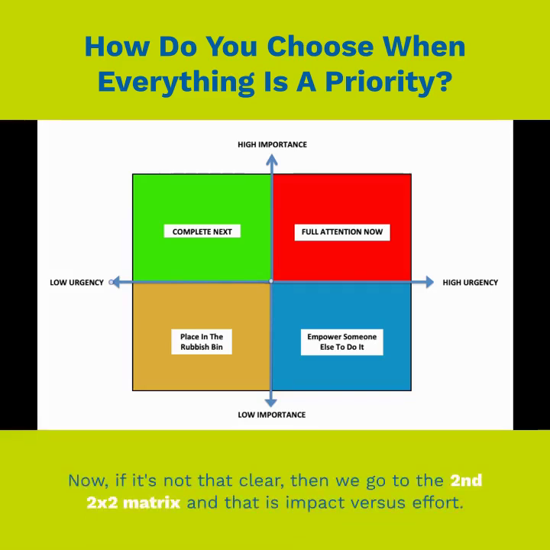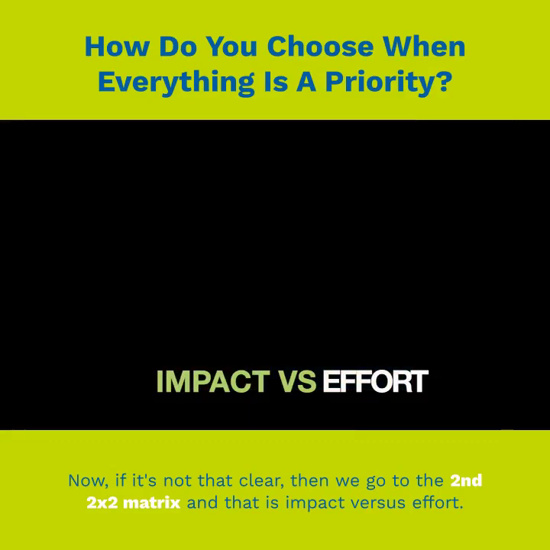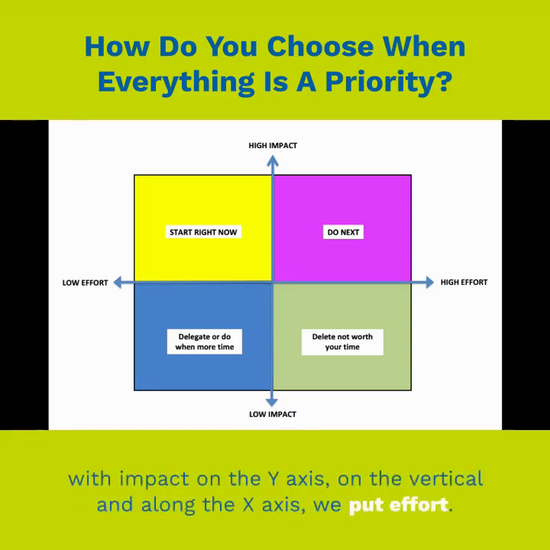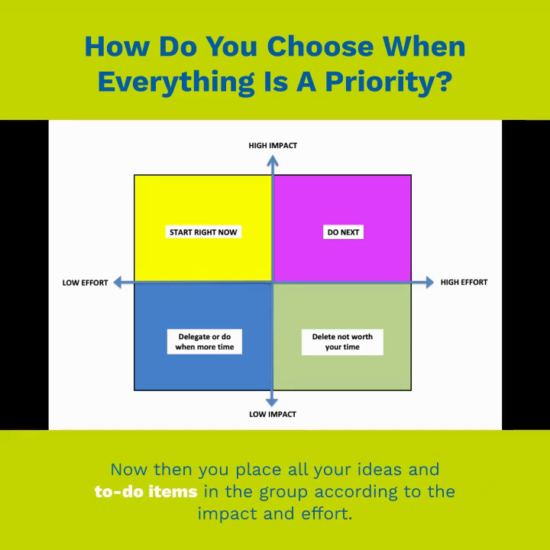Now, if it's not that clear, then we go to the second 2x2 matrix, and that is impact versus effort. So once again, we create that 2x2 grid, which has been adapted by President Dwight Eisenhower, with impact on the y-axis, on the vertical, and along the x-axis we put effort. Now then you place all your ideas and to-do items in the grid according to their impact and effort.